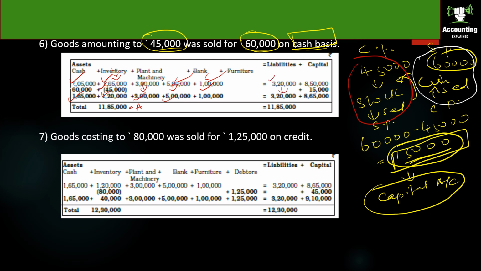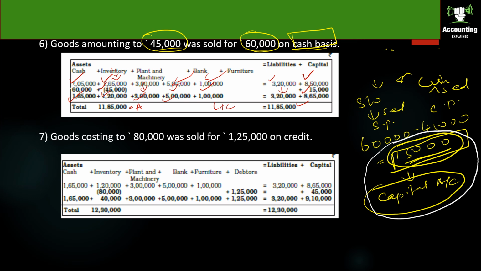It remains the same. And capital from the previous transaction, it is 8,50,000. From here we saw that capital has to be increased by 15,000 because it is a profit and the profit has to be enjoyed by the owner. So it has to be added back to the capital, which is 8,50,000 plus 15,000, it is 8,65,000. When you add this, liabilities plus capital becomes 11,85,000.